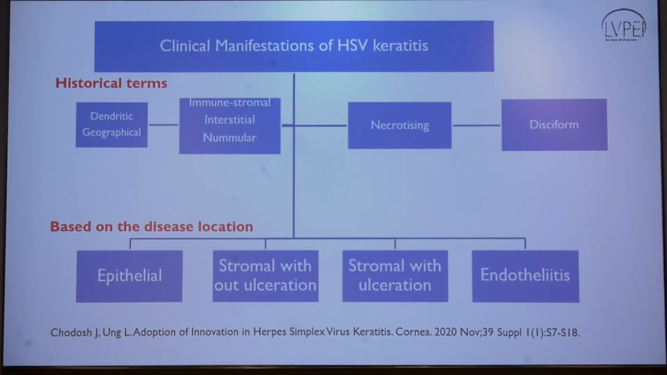So what are the clinical manifestations of HSV? Historically, we have been managing it as dendritic, geographical, immune stromal, interstitial, and so on. These are the terms which are being used in clinic.